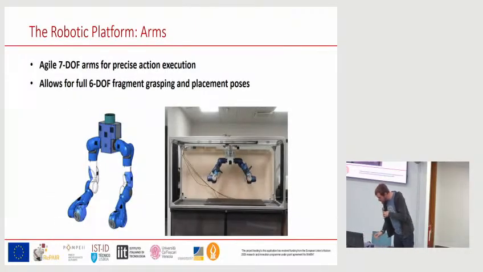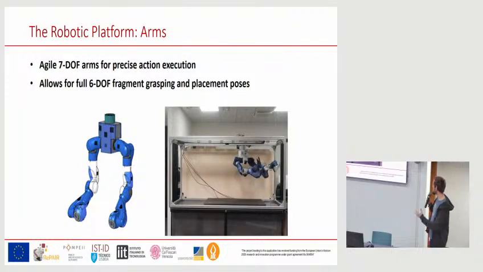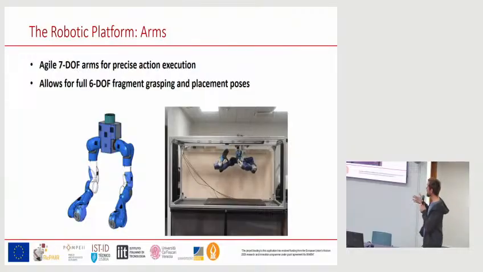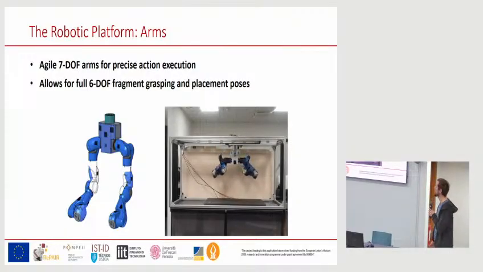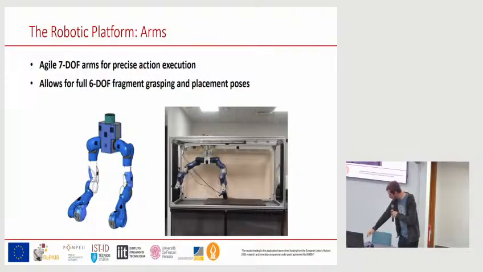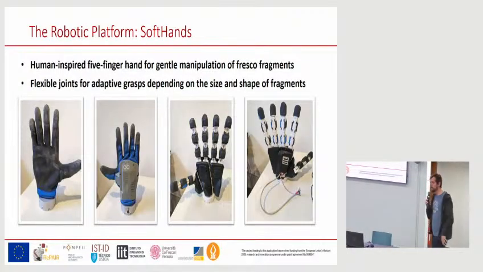So here you can see the robotic arms. You can see how they move in a great range of motion. We can go to almost any position in this work frame, and this configuration allows for a full 6 degrees of freedom, so all positions and orientations of grasping and placement poses. Then here you can see our hands in a bit more detail.